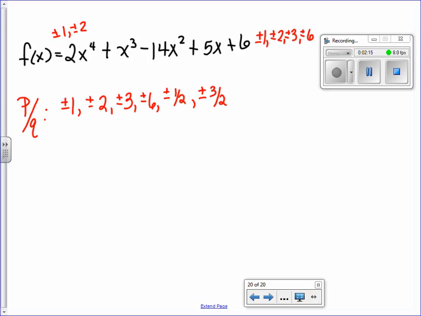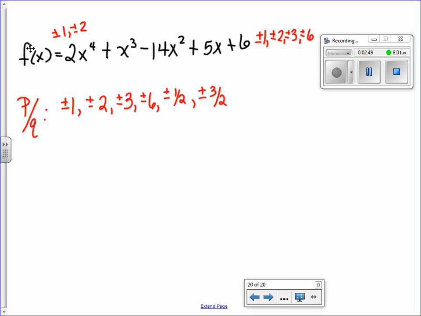What we're doing is we're putting all of these over all of these. Okay? So we did 1 over 1, 2 over 1, 3 over 1, 6 over 1. And then 1 over 2. There's no need in putting 2 over 2 because it's 1. 3 over 2. And 6 over 2. But 6 over 2 is 3, and we already have 3 listed. So that's how we get our P's and Q's. Okay? So those are all of our possible rational roots, right?